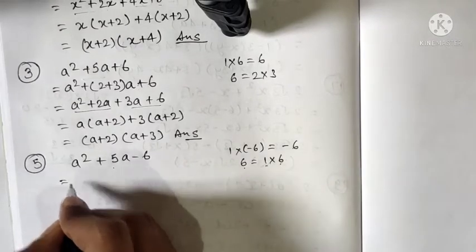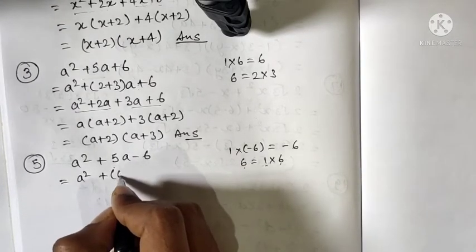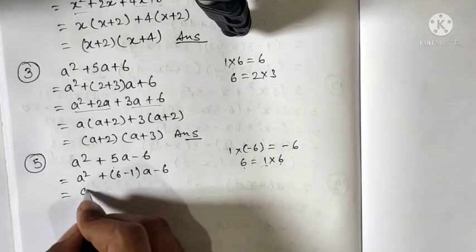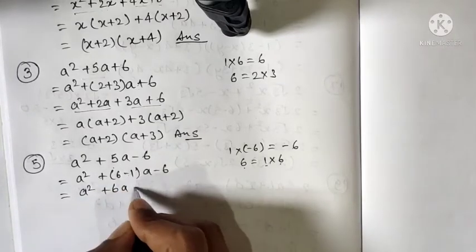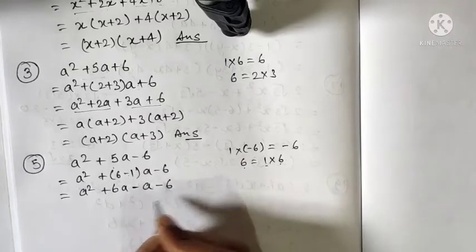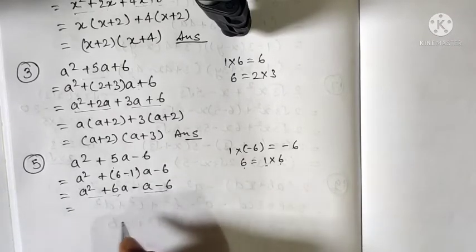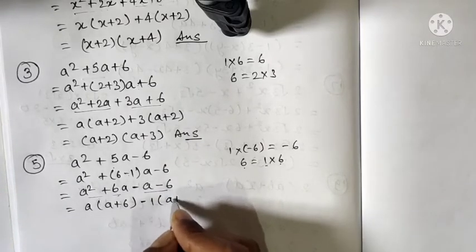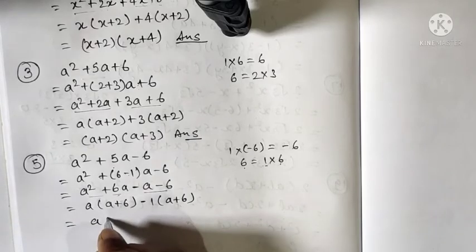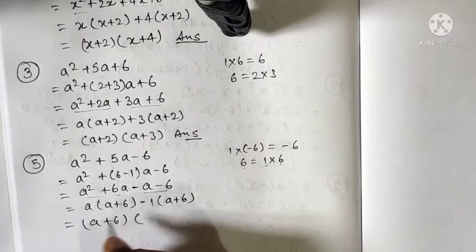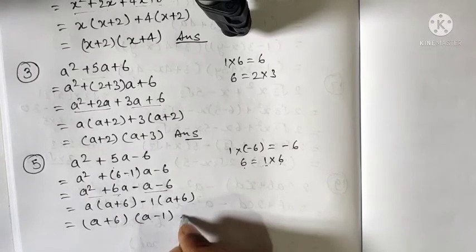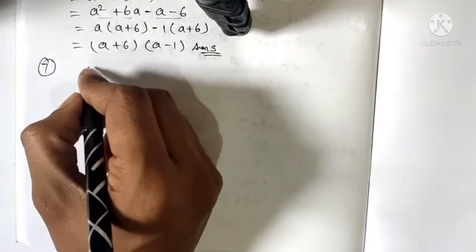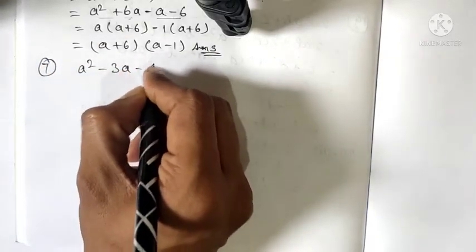That implies it will be a square plus 6 minus 1 into a minus 6, equal to a square plus 6a, plus into minus becomes minus, 1 into a will be a, minus 6. Now take common from these two and these two terms. Then a bracket open a plus 6 minus 1 bracket open a plus 6. Now take a plus 6 as common, then your answer will be a plus 6 into a minus 1. This is your answer.